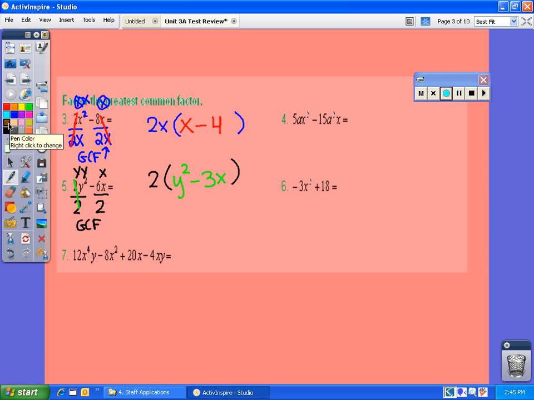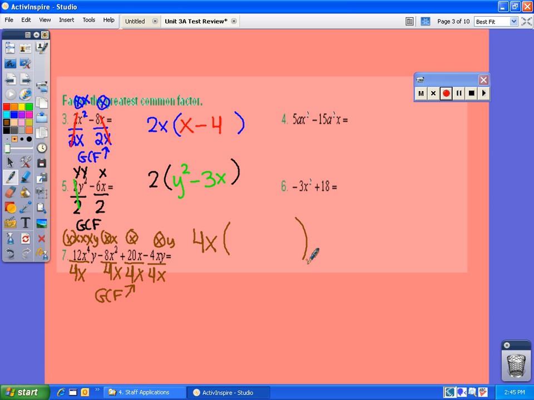Alright, the next one, you look at all of them, and they all can be divided by 4. And if you look at each of them, they all have at least one x in common. So that is your GCF. So the GCF will go on the outside, and then on the inside you'll put your result.